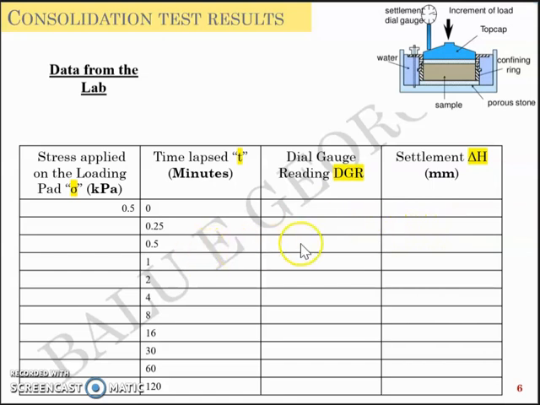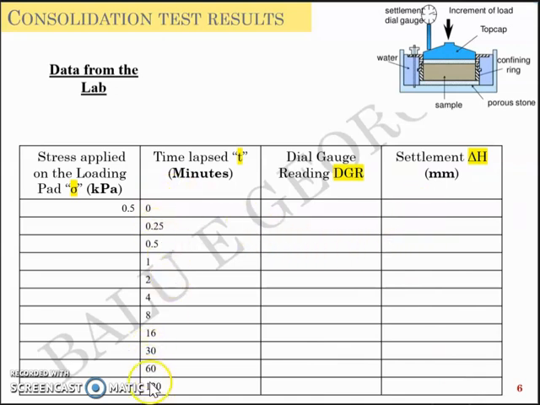Likewise, you'll take the dial gauge readings corresponding to times 0.5 minute or 30 seconds, 1 minute, 2 minutes, 4, 8, 16, 30, 60 minutes, which is 1 hour, then 2 hours, all the way up to 24 hours, or when the settlement is very negligible. Now this entire set of readings corresponds to just one load, or 0.5 kilopascal stress. So for 0.5 kilopascal stress, you will have a number of dial gauge readings, and correspondingly, you will have settlements shown here. Settlement is nothing but the change in dial gauge reading.